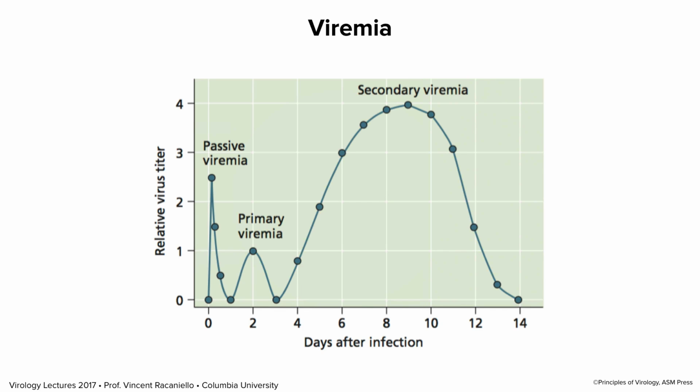Let's say we took a mouse and we put in the tail vein a little bit of virus, 100,000 PFU of virus. If we then took blood immediately from that animal and titrated the virus, you would see some virus in the blood. That's simply the stuff we inoculated. It hasn't replicated yet. We call that passive viremia. That's just what we put in the animal.